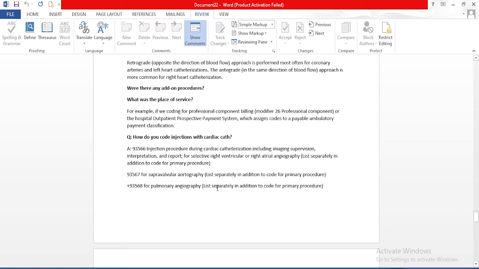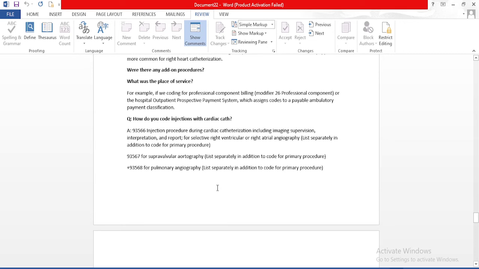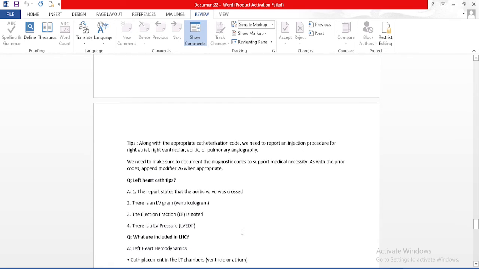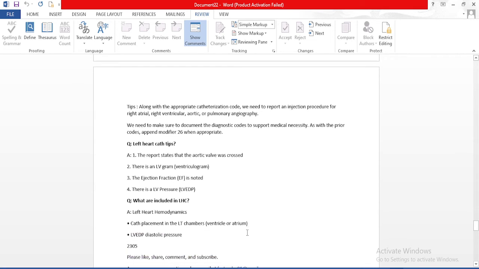How do you code injections with cardiac cath? 93566 is injection procedure during cardiac catheterization including imaging supervision. All these are contrast injection codes we need to code along with cardiac caths: 93566, 93567, 93568. See here, list separately in addition to the code for a primary procedure. Here we have a tip. Along with the appropriate catheterization code, we need to report an injection procedure for right atrial, right ventricle, or aortic pulmonary angiography. We need to make sure to document the diagnostic codes to support medical necessity, and as with the prior codes, append modifier 26 when appropriate.